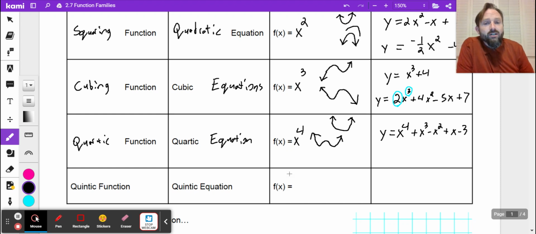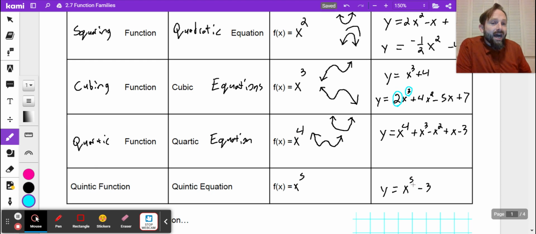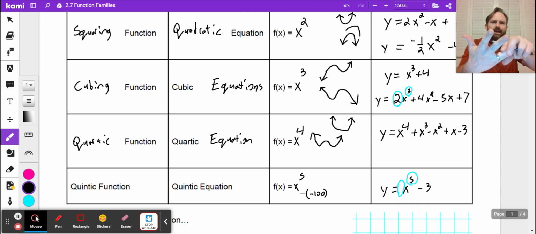Now we have the quintic function and quintic equation. That's x to the 5th. So I could have x to the 5th minus 3. It doesn't really matter. I just look at the highest power and what the leading coefficient is. For this one, let's try plugging in negative 100 and multiplying it by itself 5 times. A negative times a negative times a negative times a negative times a negative: 2 negatives make a positive, 2 negatives make a positive, and I'm left with a negative.